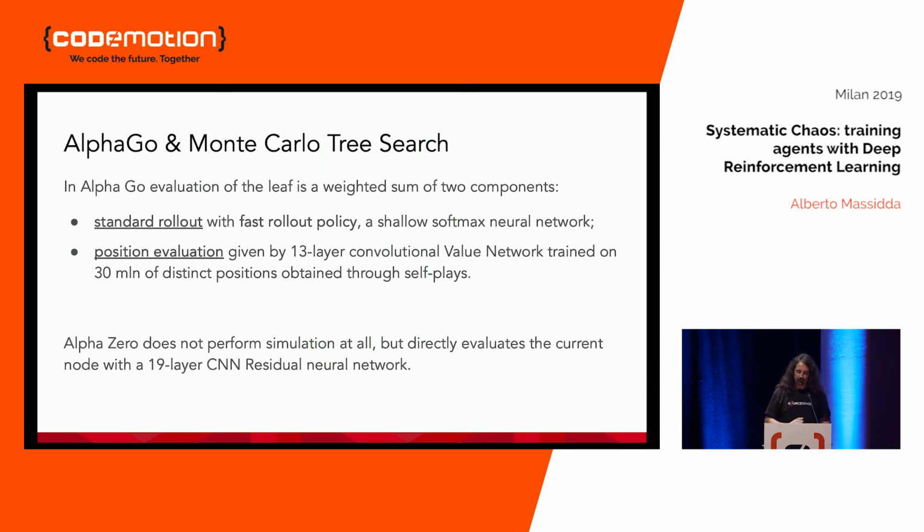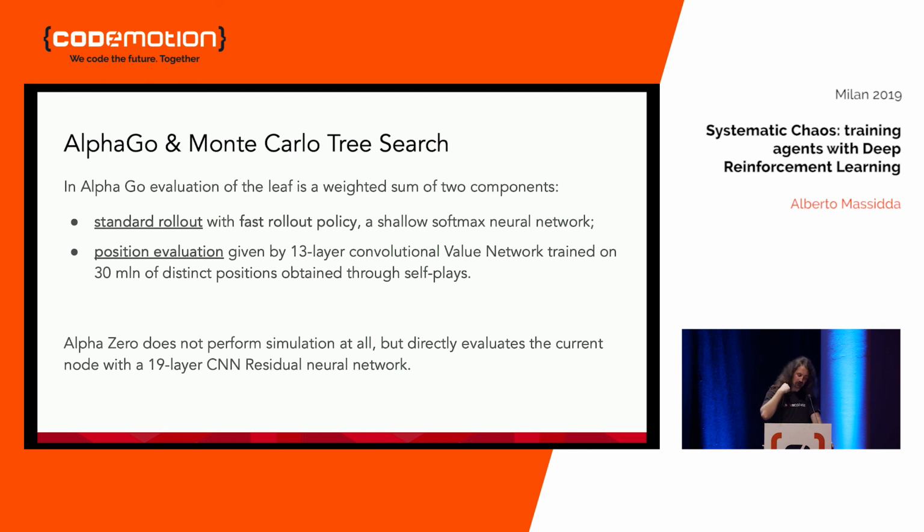In AlphaGo, the evaluation of a leaf node, the selection phase, is a weighted sum of two components, which is a standard rollout. So it's a shallow softmax neural network that plays a game until the end, reports the value, and goes back. And then you have position evaluation, which is a 13-layer convolution value network. So it tells you the value of this node, which has been trained over 30 million distinct state-action positions obtained through self-plays. And this is where AlphaGo plays against itself and improves.